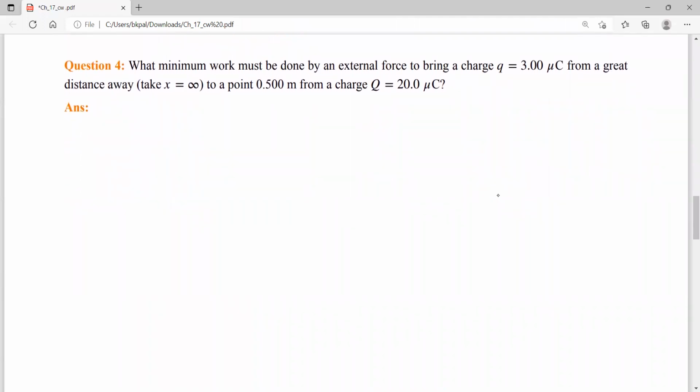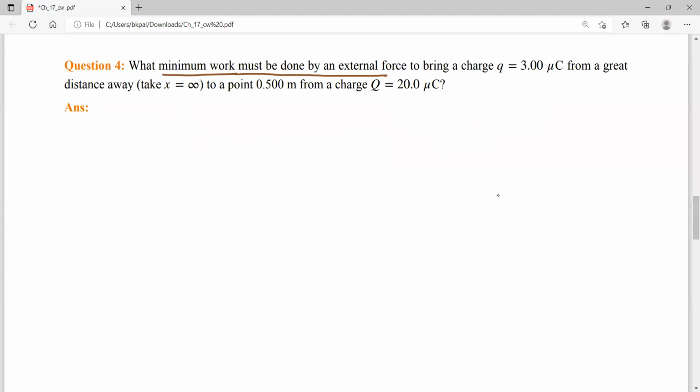Okay, so here we have to find the minimum work that must be done by an external force. Someone has to do some work. This work done is not by the electric field, so it is by some external force. So you have to calculate that external work.